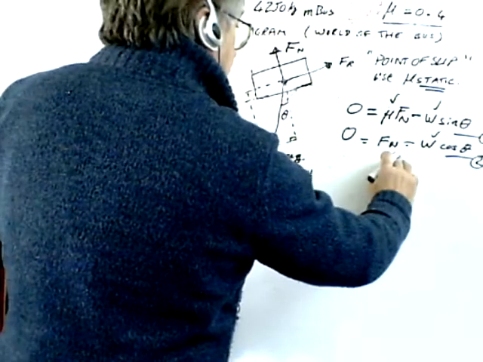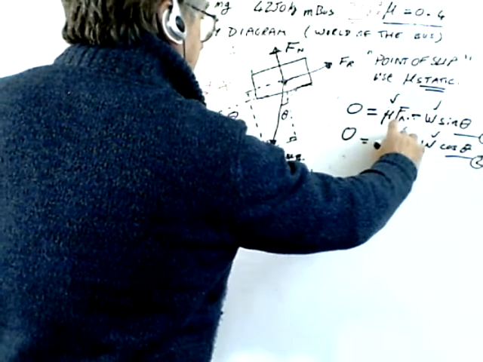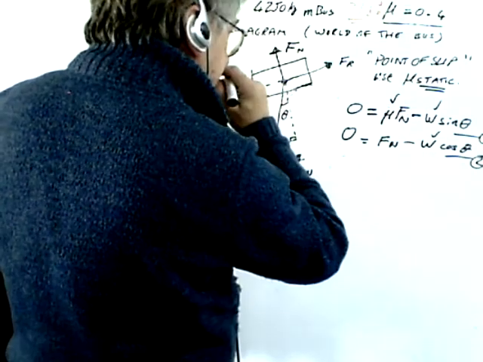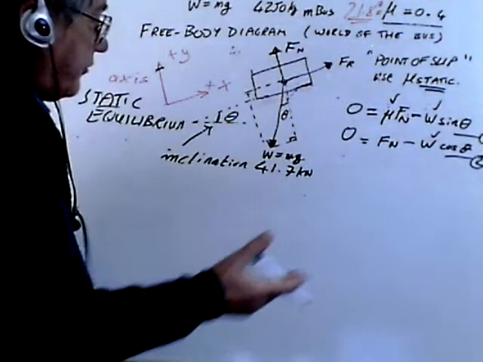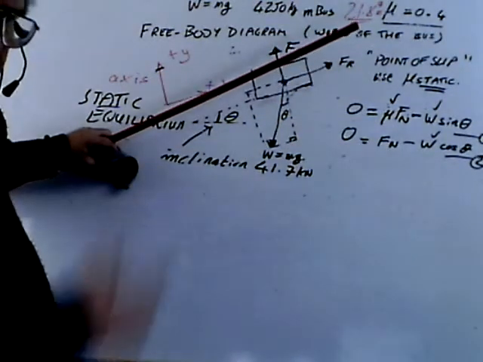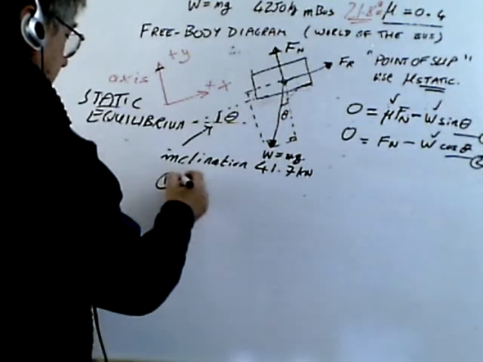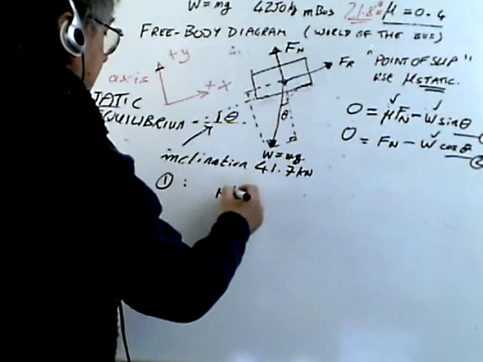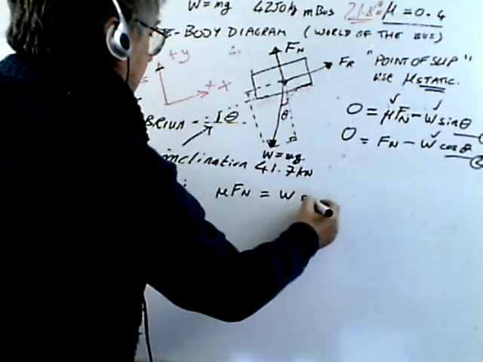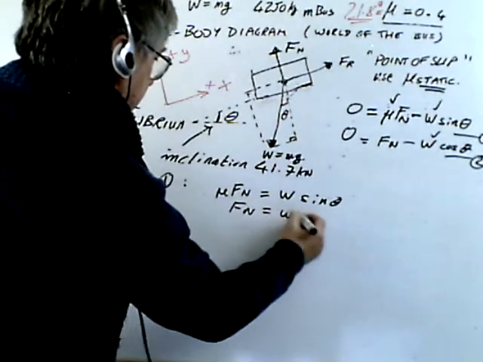So what do we know here? Let me think a second. Well, it depends what you want to work out. And I want to work out what the maximum angle is I can put the slope to before it slides. So let's work out that first. So from equation 1, okay, we can see that mu Fn is equal to W sine theta. And from equation 2, we can see that Fn is equal to W cosine theta.